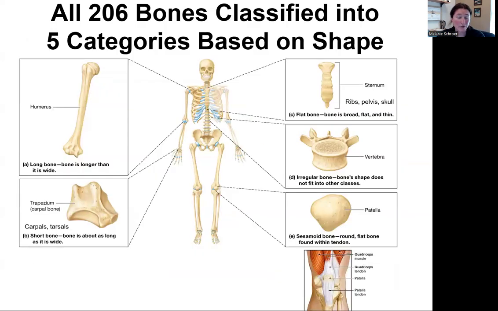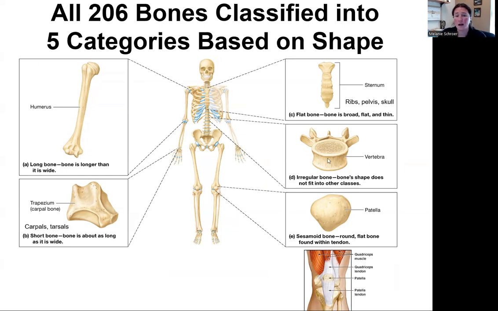All 206 bones of the body can be classified according to shape. We have the long bones, which are longer than they are wide. We have short bones, which are roughly as wide as they are tall. We have flat bones, so nice and flat, compact bone with a little bit of spongy bone squished in the middle. So this would be like your sternum and the bones of your skull.